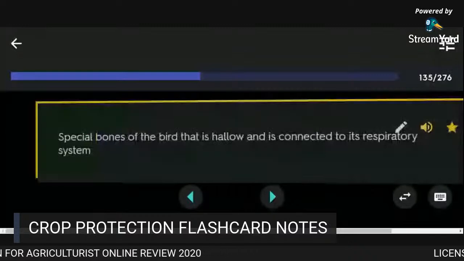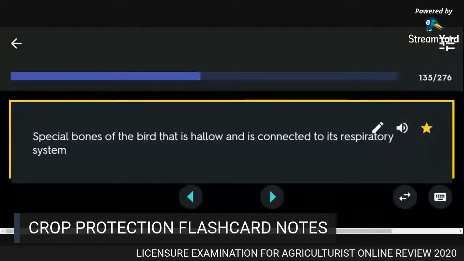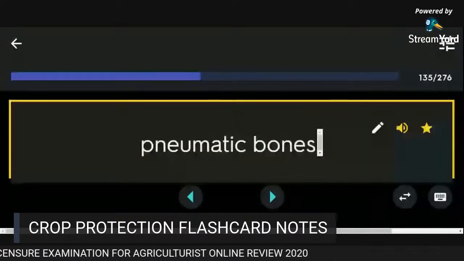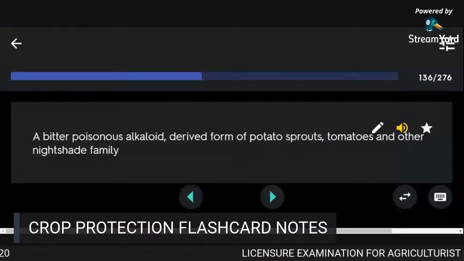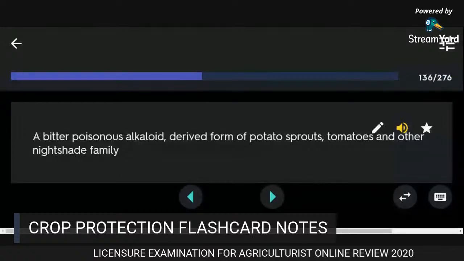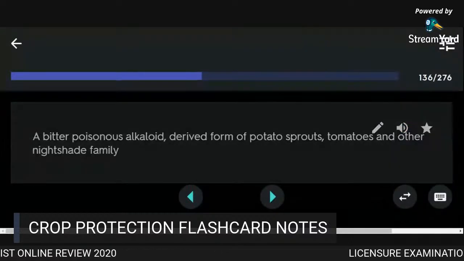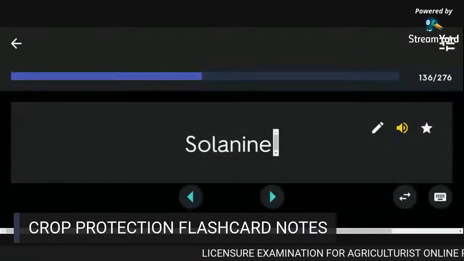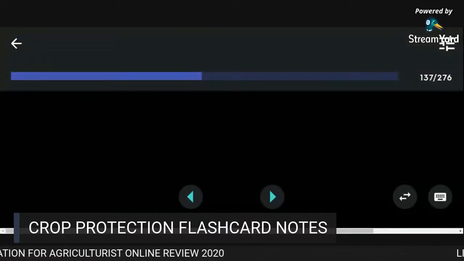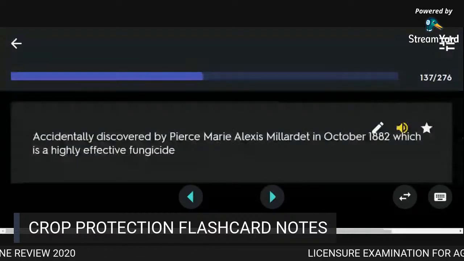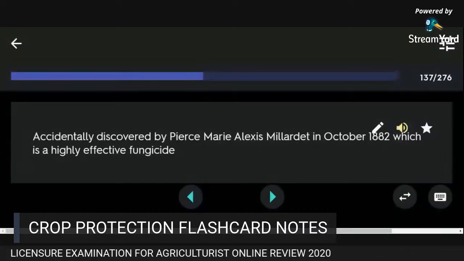Special bones of the bird that are hollow and connected to its respiratory system. Pneumatic bones. A bitter poisonous alkaloid derived from potato sprouts, tomatoes and other nightshade family. Solanine. Discovered by Pierre-Marie-Alexis Millardet in October 1882, which is a highly effective fungicide. Bordeaux mixture.